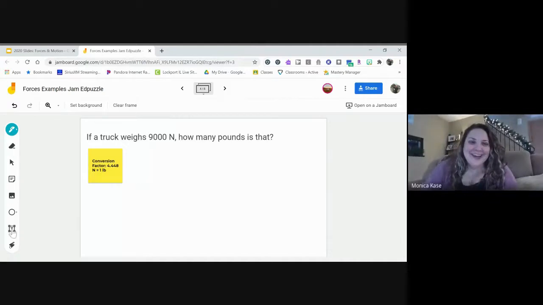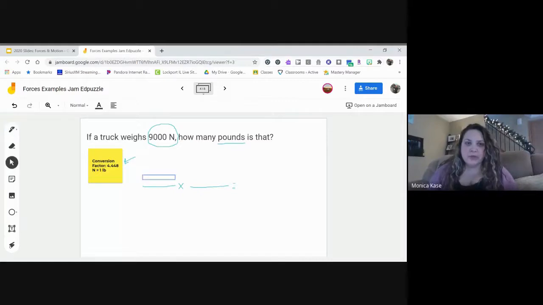All right, so if a truck weighs 9,000 newtons, how many pounds is that? Okay, so just like Ms. Laporte is doing, circling that 9,000 newtons, we're trying to get into pounds. All right, so our conversion factor is there on the left. Remember, we're always going to start with the number that is given in our problem. Okay, so we are starting with that 9,000 newtons as our numerator. Okay, and then we need to make that into a fraction. So we're going to put that over the number 1.